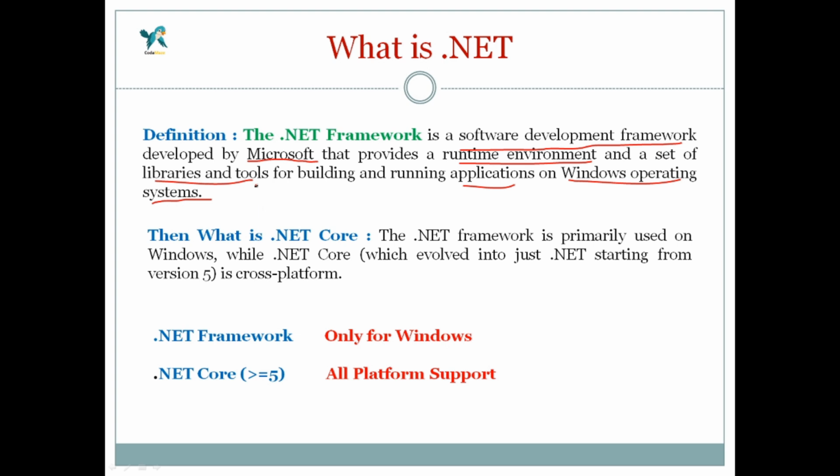Then what is .NET Core? The .NET Framework is primarily used on Windows, while .NET Core, which evolved into just .NET starting from version 5, is cross-platform. So what does cross-platform mean? Cross-platform means it supports Windows, macOS, Linux, etc.